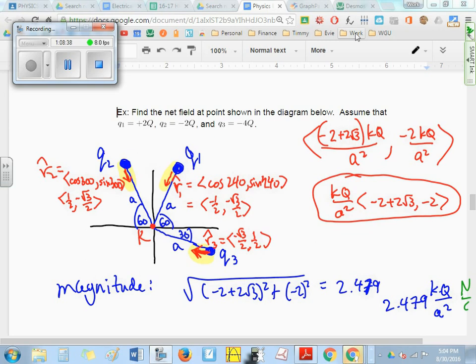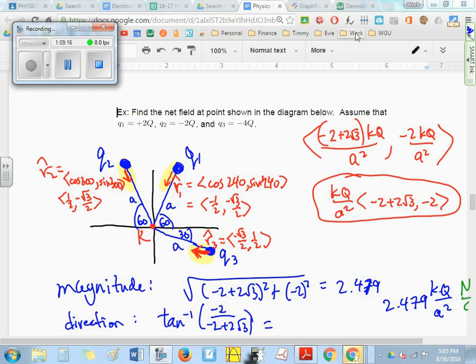Now, which direction does that E field point? For that, you use the inverse tan. So for direction, you do inverse tan of y component over x component. And do we or do we not add the 180? Well, that depends on if the bottom is positive or negative. 2 root 3 is 3.4, minus 2 is positive. So we're not going to add the 180. In other words, I suspect my net field is actually going to be either quadrant 1 or 4.